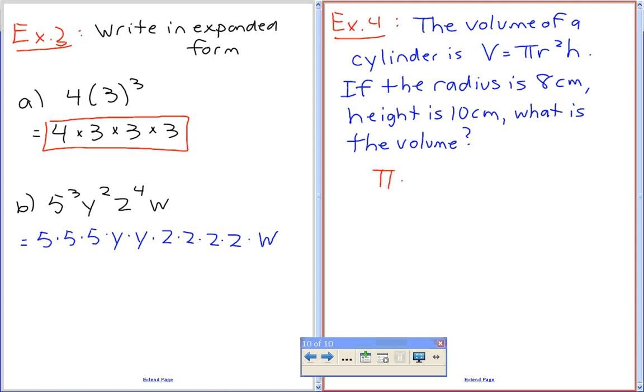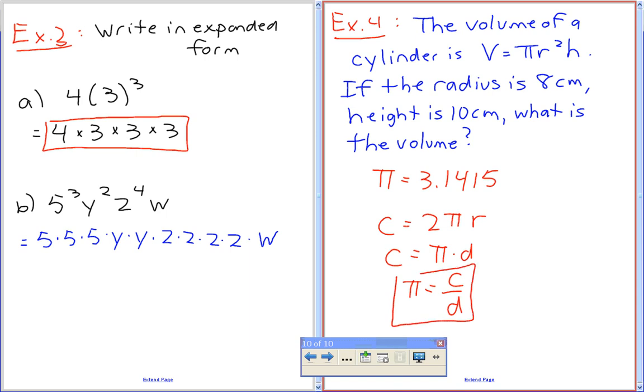So pi equals, I will use 3.1415 in my calculations. You can use more if your calculator has it. Most calculators do a pi, but where it actually comes from is that circumference is equal to 2 pi radius. So let's try again. Your circumference equals your pi times your diameter. So pi is equal to the circumference of something divided by its diameter. That's where pi actually comes from.